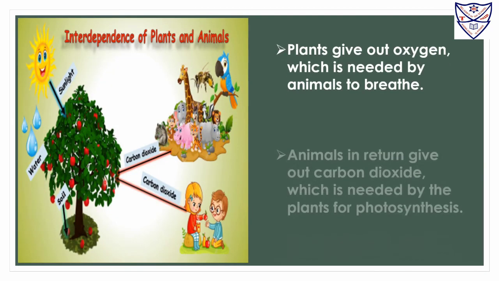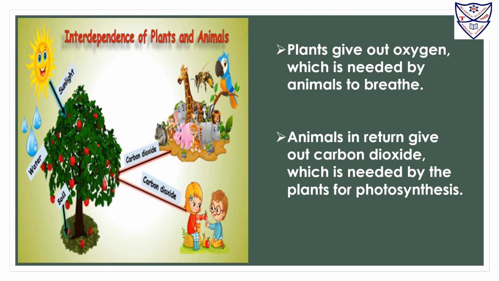Plants give out oxygen, which is needed by animals to breathe. Animals in return give out carbon dioxide, which is needed by plants for photosynthesis. Thus, if there is a sudden increase or decrease in the number of either plants or animals, the balance of nature will be disturbed.